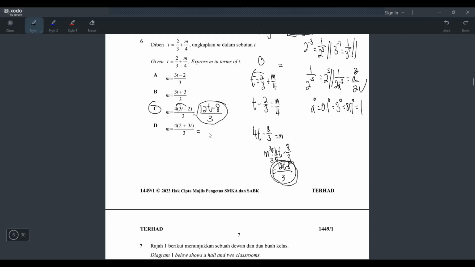Why not D? Because D, when you expand, what do you get? When you kembang, when you darab, 4 darab 2 is 8, 4 darab 3t is 12t. So this one is not the same, right? That's why D is not the answer. So C is the answer. Okay, that's how you do it.